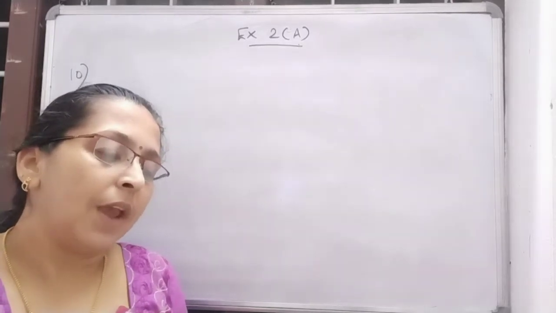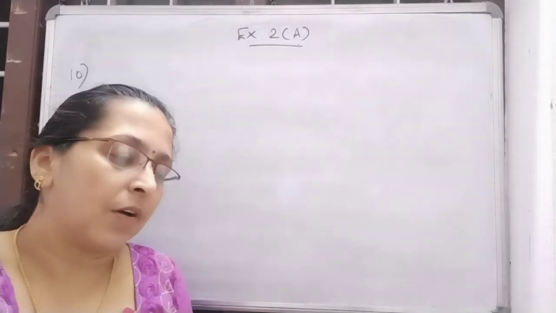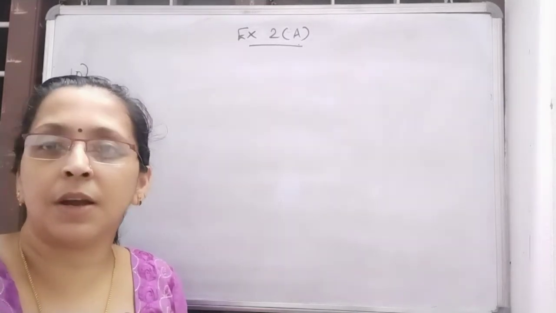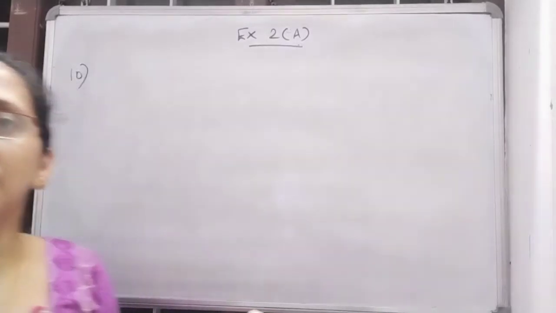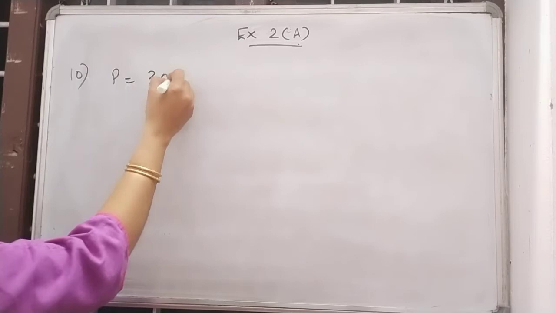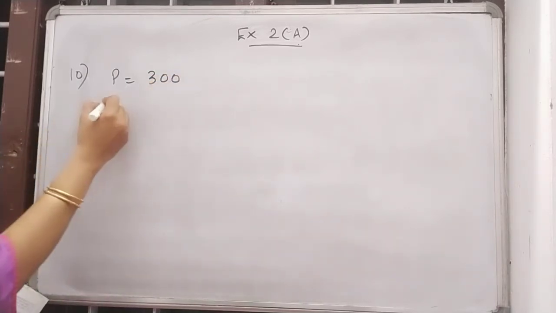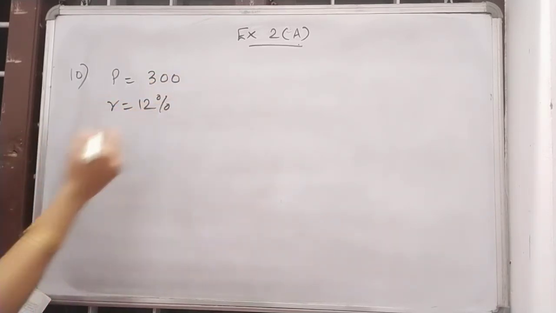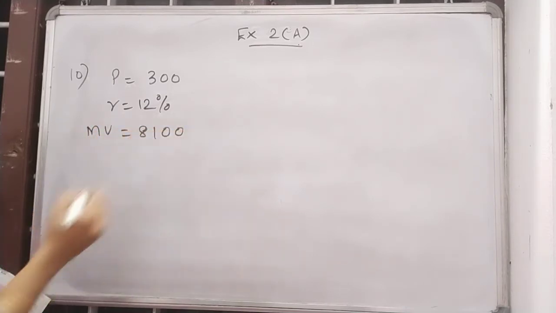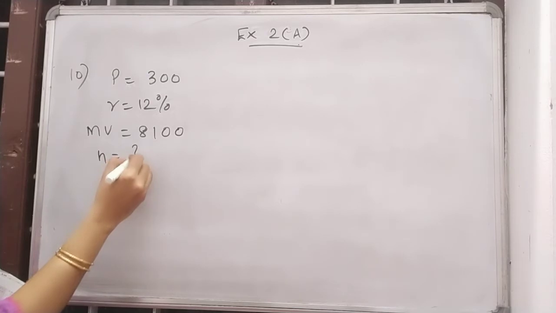So Mr. Gulati has a recurring deposit account of rupees 300 per month. He is depositing rupees 300 per month, so P is equal to rupees 300. The next step, R is given as 12%. Then maturity value is equal to 8,100. Here also we have to find out N.